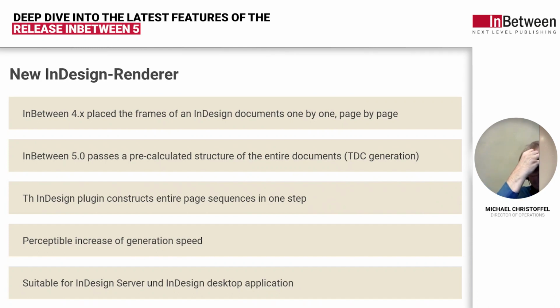But now with InBetween 5, we calculate the entire page structure with a definition: this frame has to be placed here, with this content, on this structure before. The entire structure of the document we hand over to InDesign, and the InDesign plugin or DBP client constructs the entire page sequence in one step, not page per page, but all the pages together in parallel. So, of course, this is a really great increase of speed.